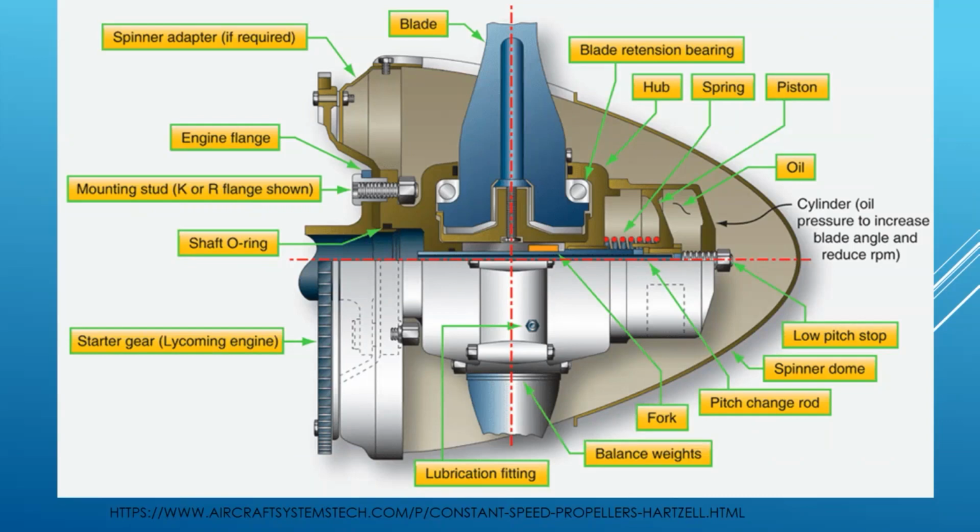And so in this case, oil pressure goes in front and is going to push the piston to the left. There's a spring in here, a big spring, that pushes the piston back to the right. And then this pitch change rod comes back and keys into forks on the blade in order to make that change.